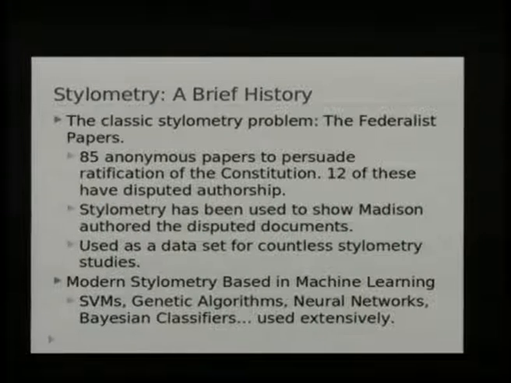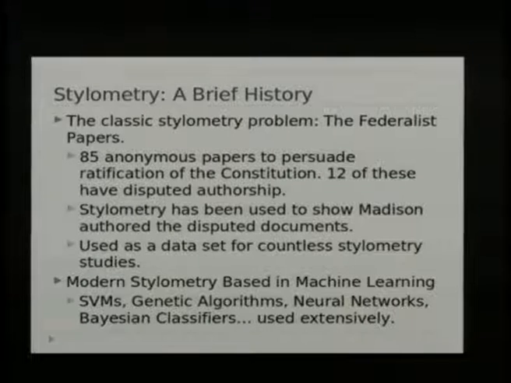Modern stylometry, however, is grounded in artificial intelligence. It's grounded in machine learning. Support vector machines, genetic algorithms, neural networks. These are all used in current stylometry to figure out who authored an unknown document.